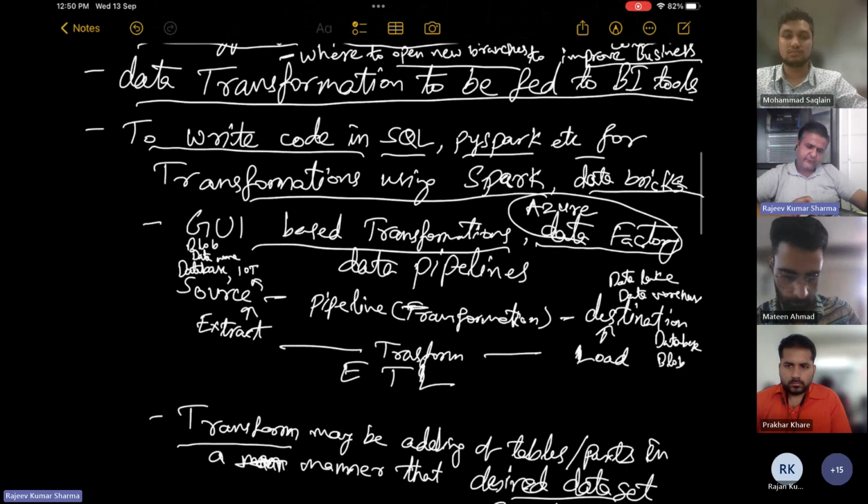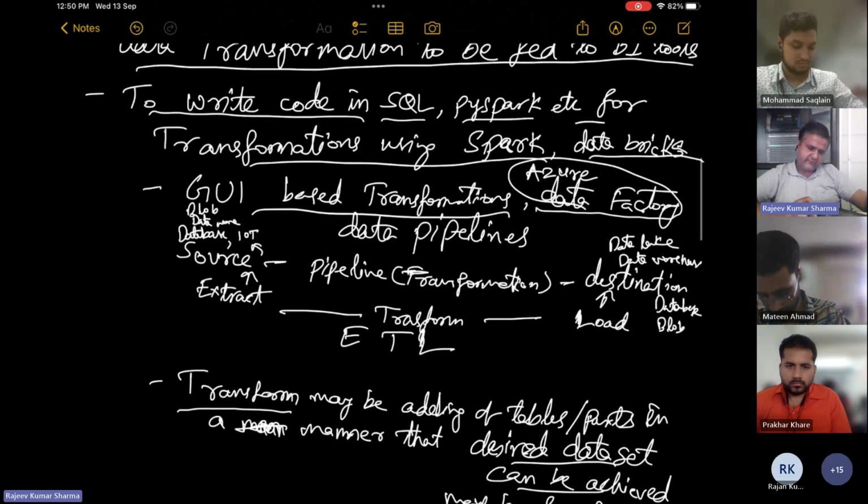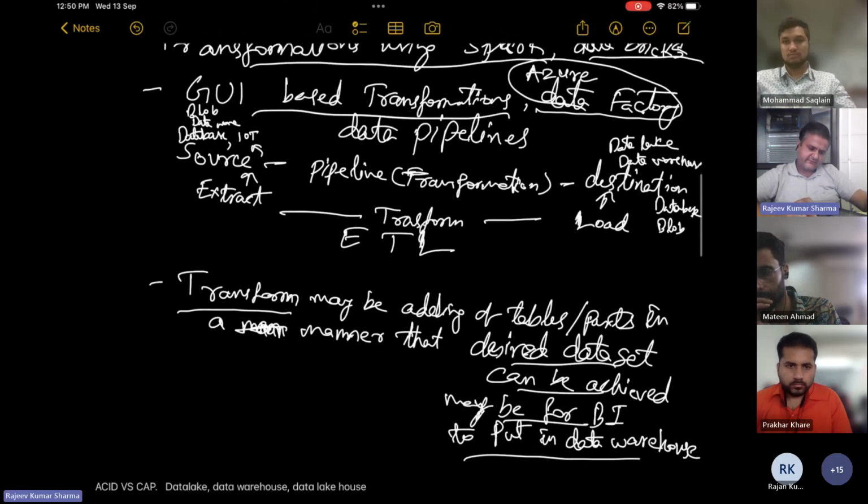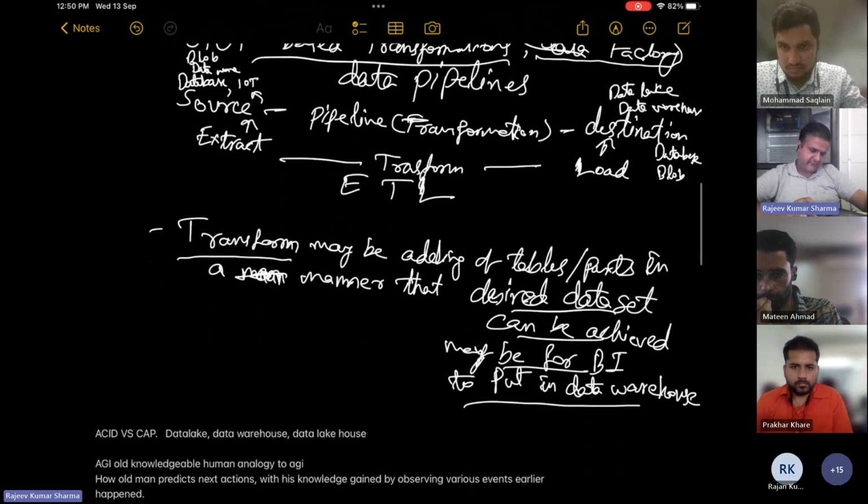Now I have shown you how codes are actually written in notebook formats.